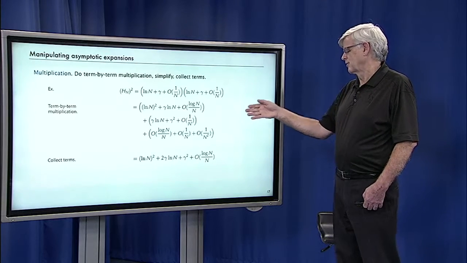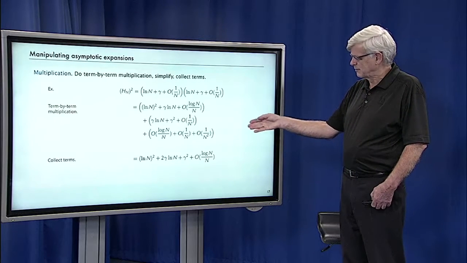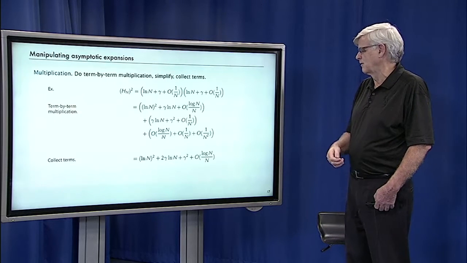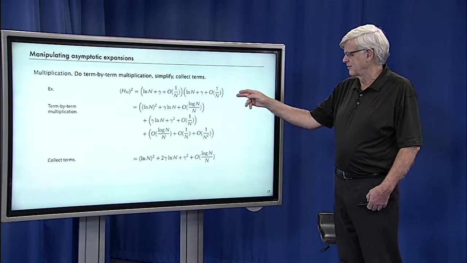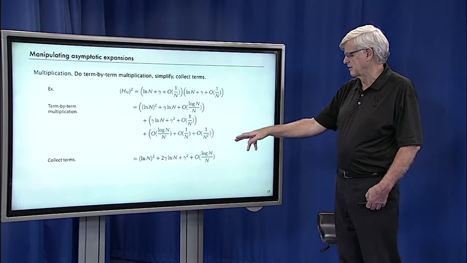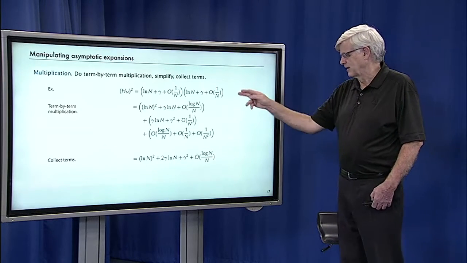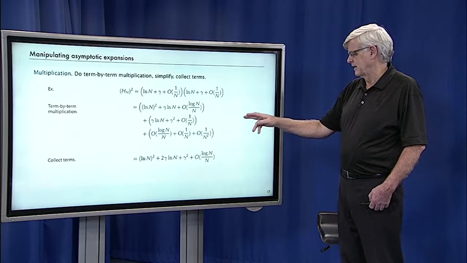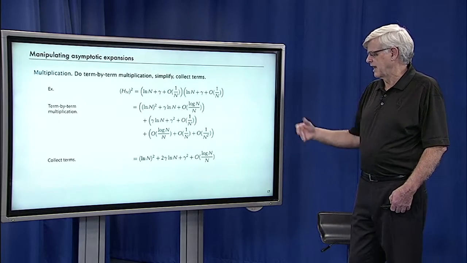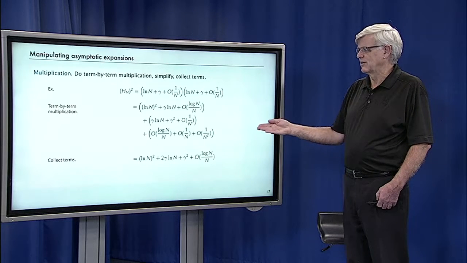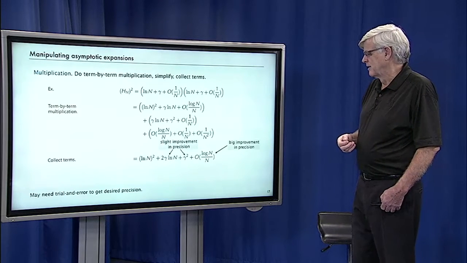So big O of 1 over n squared is much smaller than log n over n, so it can be subsumed in that. Same with O of 1 over n. So all the big O terms, and there are 5 of them, get subsumed in that O of log n over n. There's the gamma squared, and then gamma log n appears twice. So that's an asymptotic series in the standard scale for the square of the harmonic numbers.